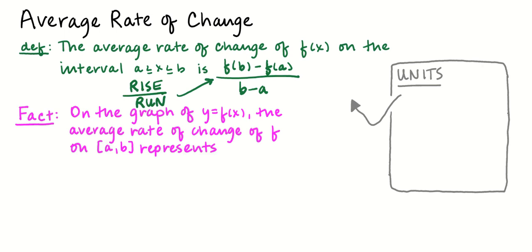And on the graph of y equals f of x, the average rate of change of f on a to b represents the slope of the secant line. So I'm just going to write that in there: slope of the secant line. But maybe you're like, I don't think I know what a secant line is, and that would be understandable. Okay, you know about secant of an angle, it's 1 over cosine of that angle. And there is a connection between using that same word for two different things.